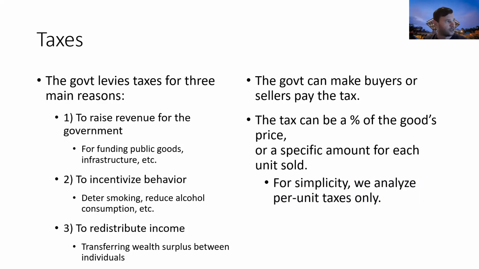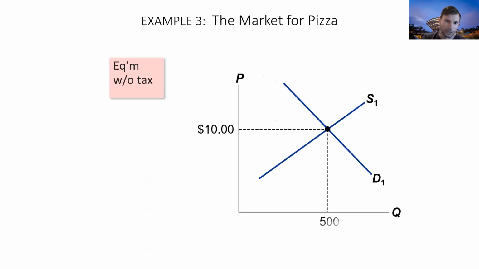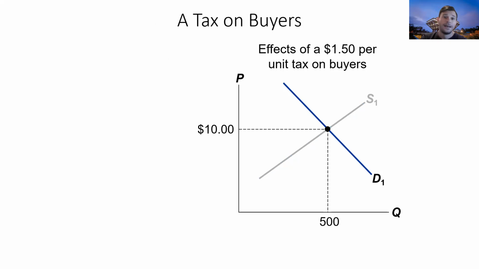Okay, so I want you to imagine we're looking at the market for pizzas. And in equilibrium in our college town, the price of a pie is $10 and 500 pizzas are both bought and sold in the market equilibrium with no tax. Now, what I want us to think about is what happens if we had levied a $1.50 tax on specifically the buyers. The buyers are responsible for paying this.